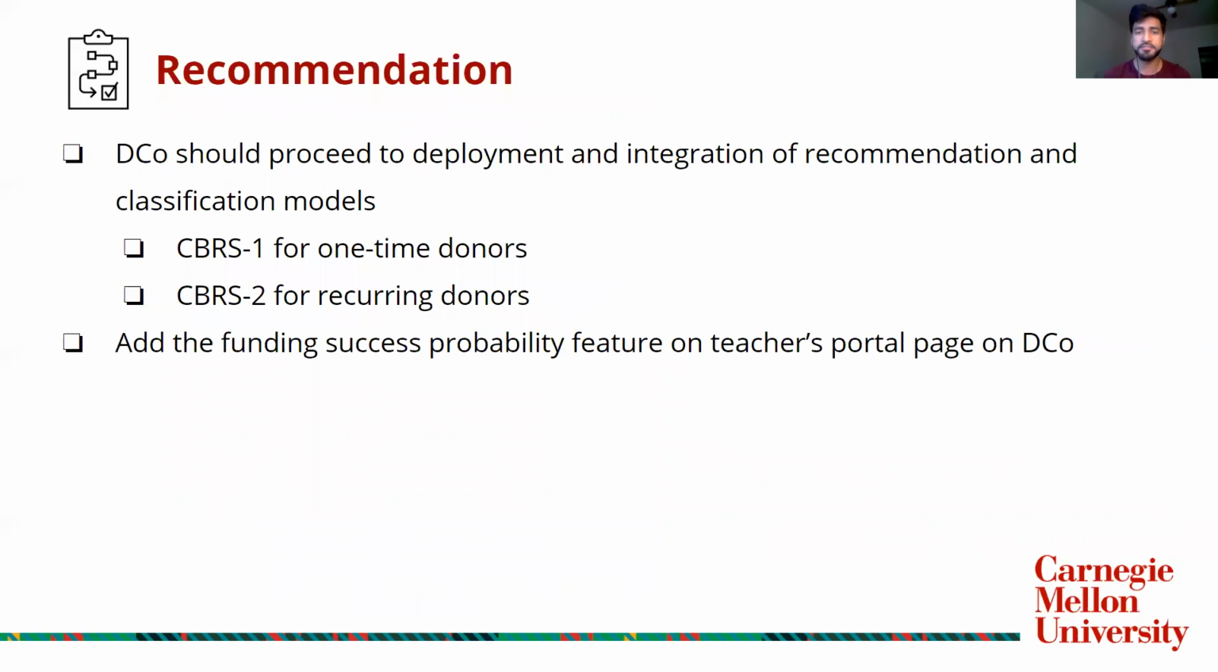As for the recommendations, we recommend that we use CBRS1 for one-time donors and CBRS2 for recurring donors, and we add the funding success probability feature on the teachers' portal on the website.